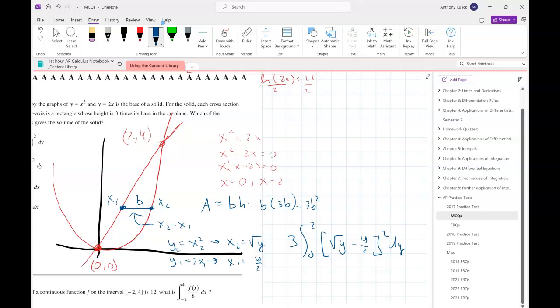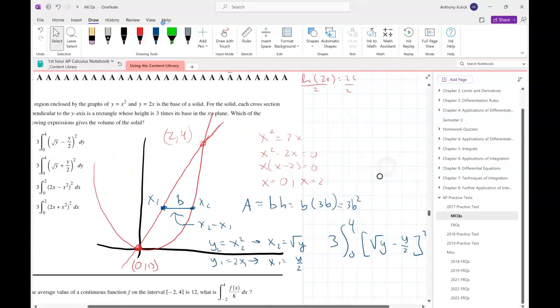Jacob? B, number 4. Oh, yes, thank you. Yeah, of course. Thank you. I don't think we had a 0 to 2 option for any of the y ones. But great. Yes, 100%.